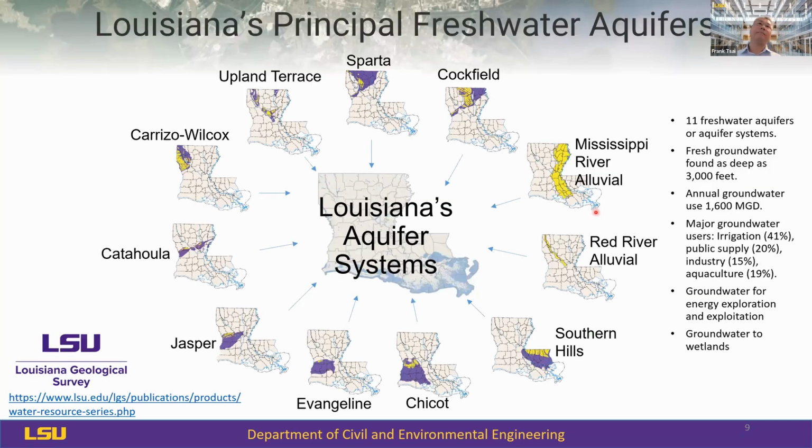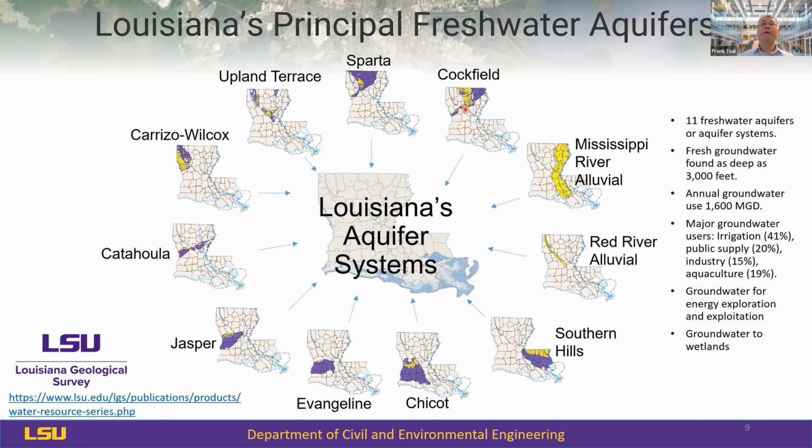Again, we have 11 freshwater aquifers. If you go counterclockwise, from the Sparta Aquifer to the Carrizo-Wilcox, which extends to Texas, and the Catahoula, Jasper, Evangeline, Chicot, Southern Hills, Red River, Mississippi Alluvial, and the Cockfield aquifer system. So we have 11 freshwater aquifers, and we can get freshwater down to as deep as 3,000 feet.